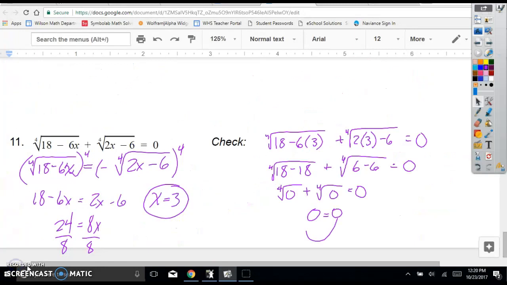Give me a sec. Okay, ladies and gents, sorry about the quick rush, but notice I separated these and then I raised them to the fourth. You should get 3 and it will check out. Good luck on the quiz, ladies and gentlemen.